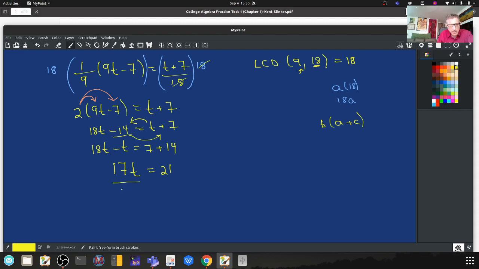I want to know how many 1t is. So I divide each side by 17. My answer is t is equal to 21 divided by 17. Okay, not so bad, right? Not so bad.